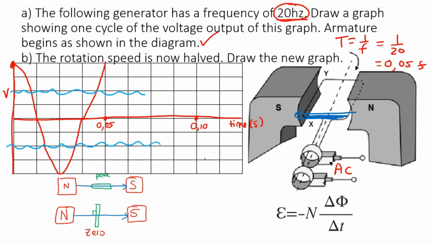The second thing we need to understand is that if we halve the speed, what does that do to time? If you half the speed that you run, that means you're running slower, so the time is actually going to increase.